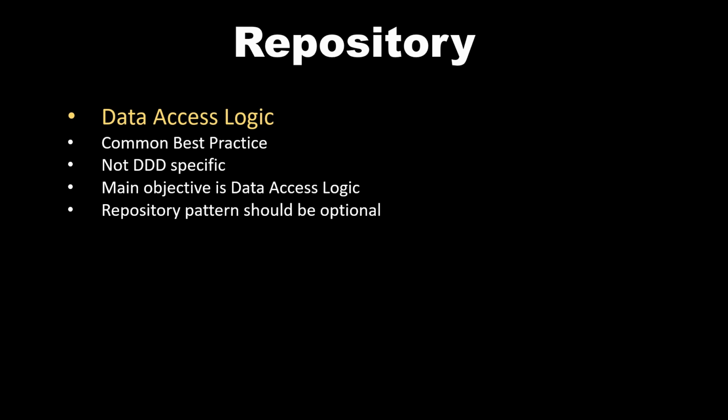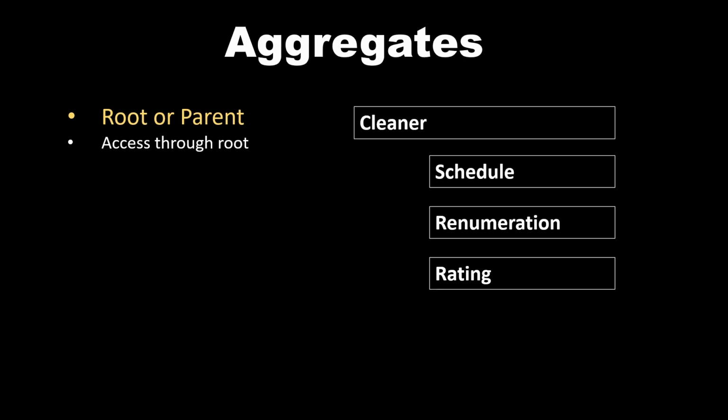Aggregates: if you've got a number of objects that only make sense if they have a parent, for example, a cleaner. A cleaner might have a schedule, remuneration rate, and a rating assigned to that cleaner. So it wouldn't make sense for a rating to live on its own or a schedule to live on its own as an object. All the interactions of the system have got to go through these cleaner objects.